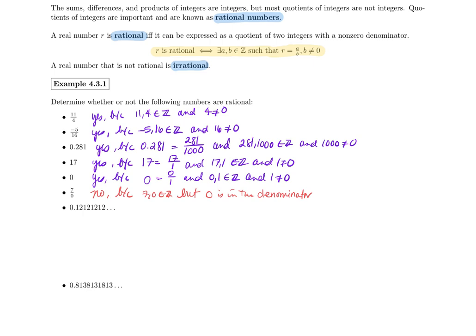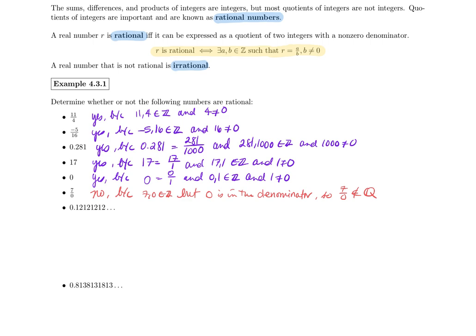And that breaks our rule, that breaks our definition. So we would say then that 7 divided by 0 is not rational. So 7 divided by 0 is not an element of the set of rational numbers. And you might be wondering again why we use Q for rational numbers. A ratio is the same as a quotient. That's why we use Q.